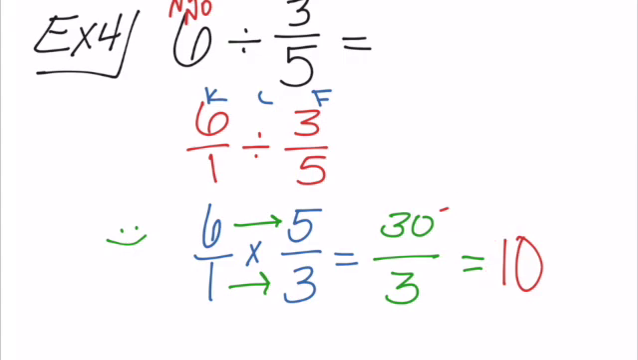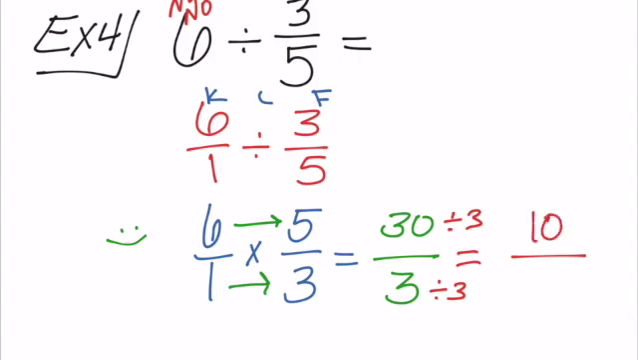Or you could think about it this way. You could go, I think I can simplify this. These both can be divided by 3. So 30 divided by 3 is 10, and 3 divided by 3 is 1. And 10/1 is just the whole number 10. Same answer. Because if it's 10/1, that's the whole number 10, just like when we had to make the 6 into a fraction, we did 6/1, okay? So our answer is 10.